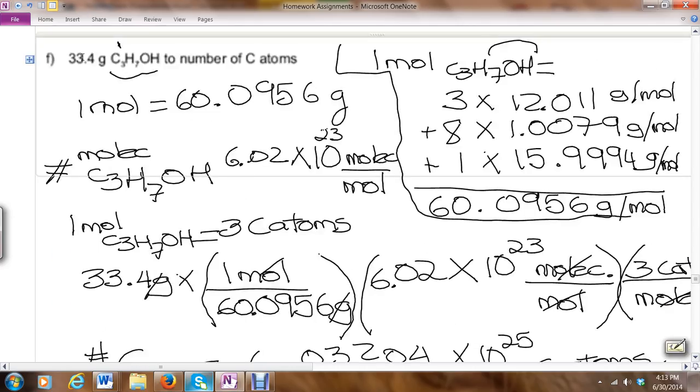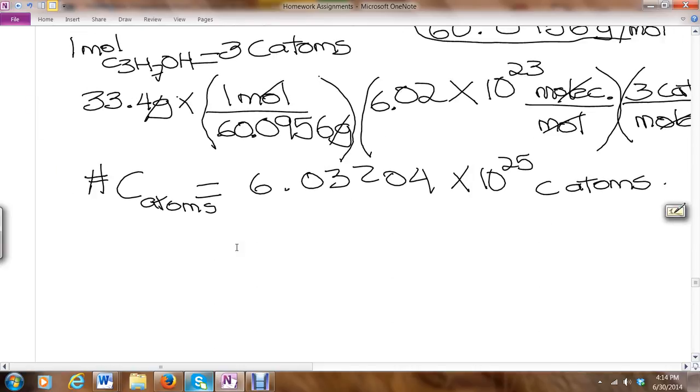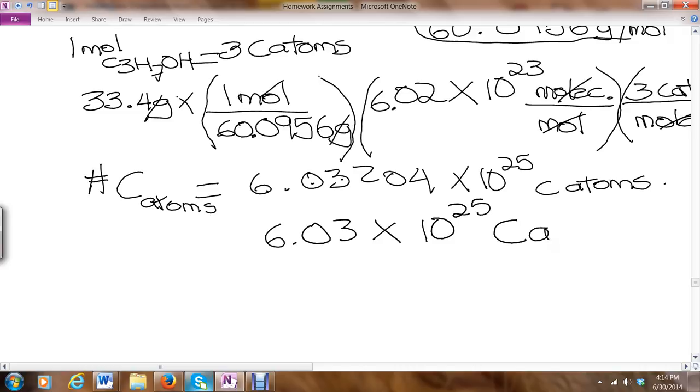But now remember something. We got three sig figs given. Conversions don't matter. Molar mass doesn't matter for significant figures. But 33.4, yes, because that is our uncertainty. So we take it to 3 sig figs: 1, 2, and 3. Remember, the exponentials don't count as significant. The 6 point is only to tell you the decimal place, so it doesn't count. And it's going to be 6.03 times 10 to the 25th carbon atoms. And this is the answer.